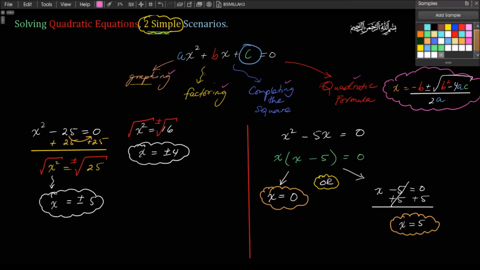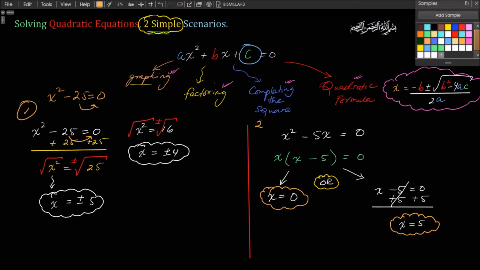So in summary, we're going to learn four ways of solving quadratic equations: graphing, factoring, completing the square, and the quadratic formula. However, there are two simple scenarios where we don't have to do all of that work to solve the quadratic equation. The first scenario is over here, equations such as this, where this middle term is missing. So you have like x squared minus 25 equals 0. Here you just take the 25 to the other side and take the square root of both sides.